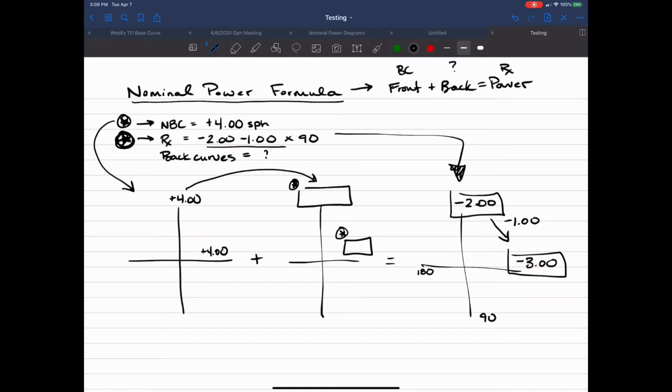So +4 plus what is going to give me -2? -6. So +4 -6 equals -2. And then for this one, +4 plus what is going to give me -3? -7, right? So another thing, if you look, we had a cylinder value in the prescription of -1. The difference between these two is also going to be equal to that -1. So it's another way to check yourself as we go.